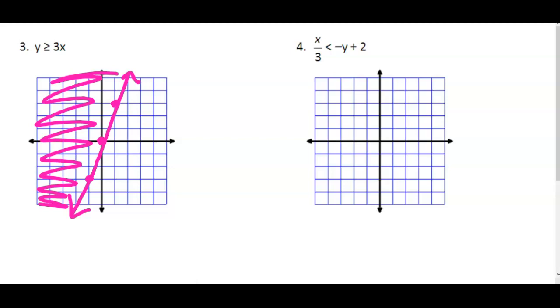Okay, number 4. This one is really goofy. The y is on the left. The x is this division by 3. We got to rearrange it to look like we want it to look. X divided by 3 is the same. You don't do anything with the fraction, right? You just move it. Correct. But what I was going to say is x divided by 3 is like the same as saying 1/3 times x.